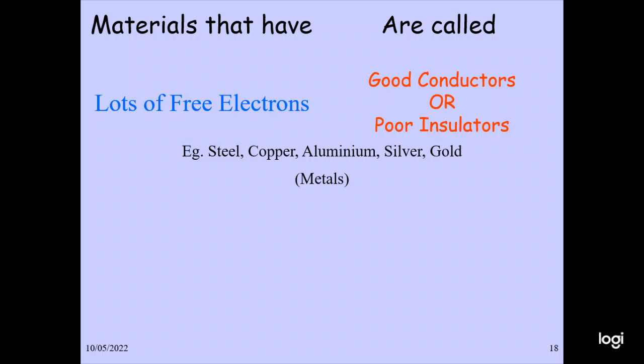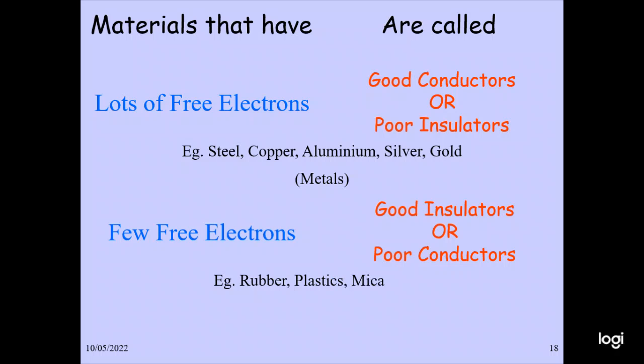They are poor insulators. Few free electrons means a good insulator or poor conductor, for example rubber, plastic, mica, wood. They are non-metals. Non-metals are good insulators or poor conductors.